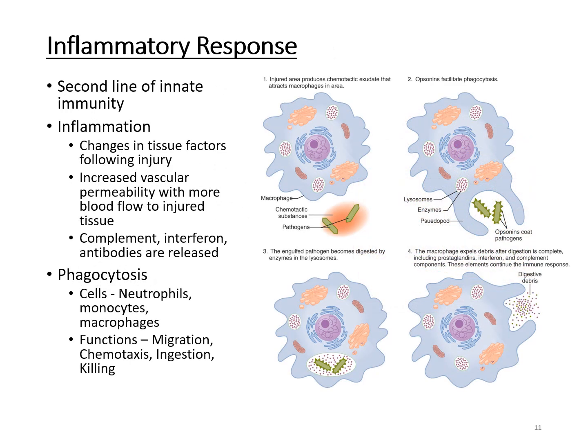For example, that inflammatory response. So this is your second line of innate immunity. So you'll have that inflammation that takes place, those changes that happen within the tissue, where you have all of that response that's happening because of that injury. You're going to have that increased vascular permeability. You're going to have that increased blood flow to that area. You're going to have things come in like complement, interferon, antibodies that are all going to be released to stimulate this whole inflammatory process.